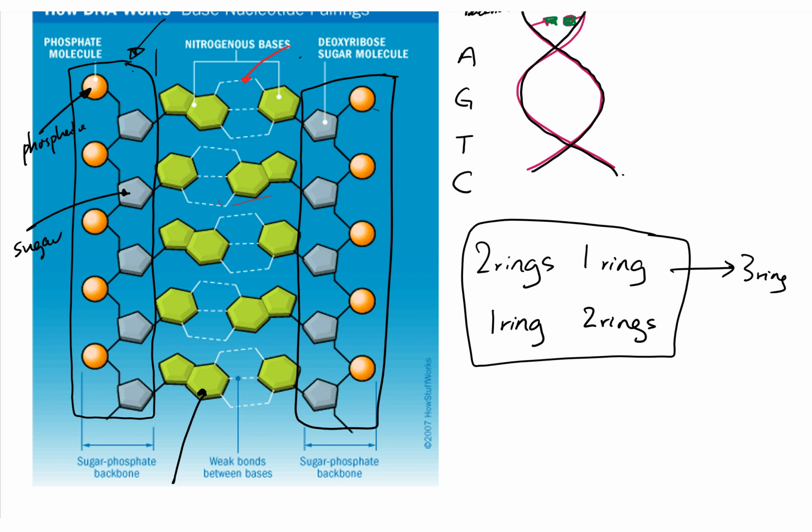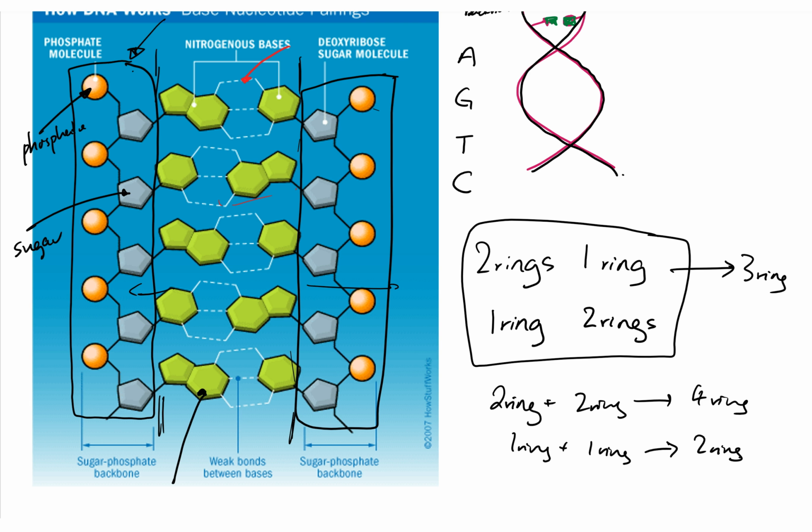This is to maintain the distance of the 2 backbones, so that they will always be consistently far away from each other. If you have 2 ring plus another 2 ring, you're going to have 4 rings in between. That is going to make the backbone fatter, and it will not have a consistent shape, right? Or 1 ring plus 1 ring is going to add up to only 2 rings. That's going to make the whole structure a lot skinnier. So your DNA is not going to be smooth. We want the DNA shape to be consistently wide, so you always have 3 rings in between the 2 backbones of the DNA molecule.